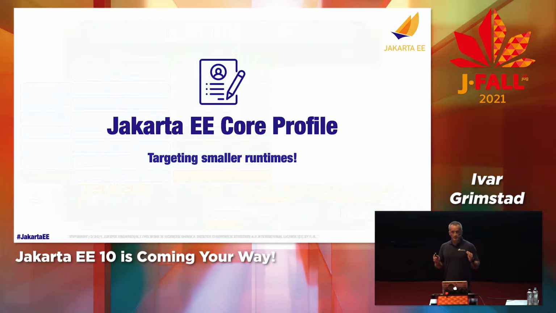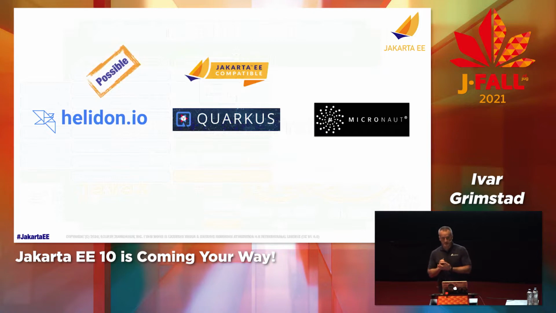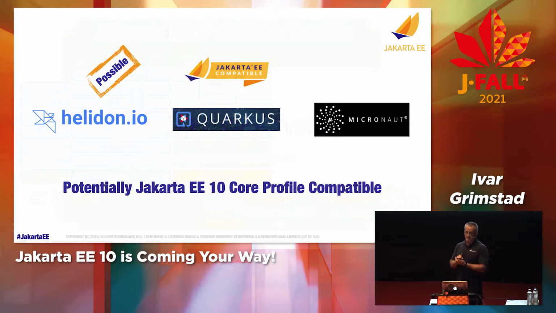The core profile is targeting smaller runtimes. And with smaller runtimes, we're looking at Helidon, Quarkus, Micronaut, these kinds of applications that are not a full application server, but frameworks for creating microservices. Now, I don't know if any of these will implement core profile. I'm just adding them here as potential candidates, that should be kind of obvious products to get certified here. So these are potential core profile compatible implementations.